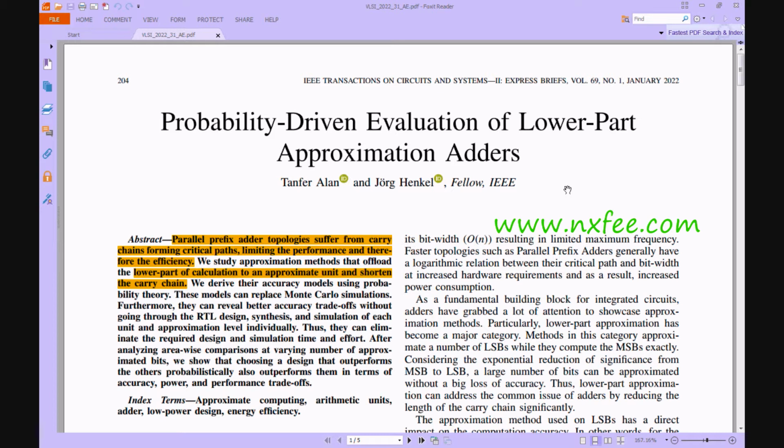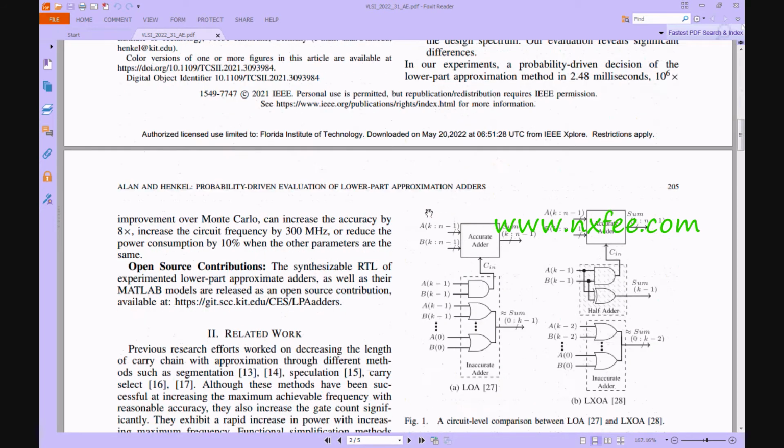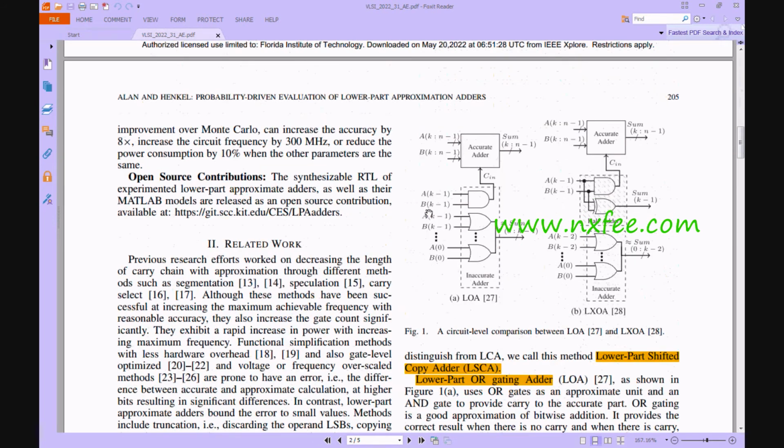Now we can verify the base paper. This is the base paper title and the abstract document. Probability driven evaluations of lower part approximation adders. This is the concept of this work. Here they have taken two approximation adders, actually one is the existing and another one is the proposed.